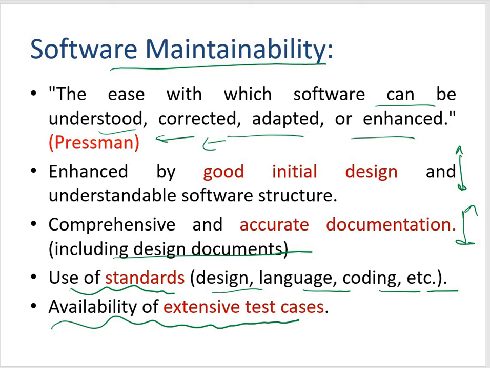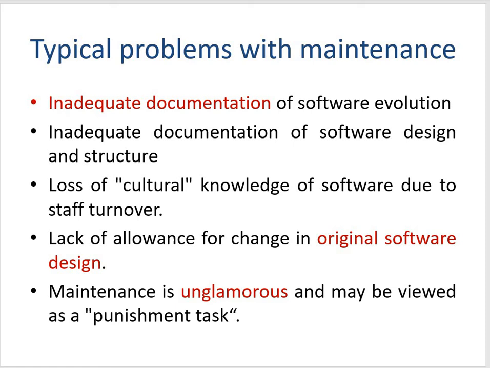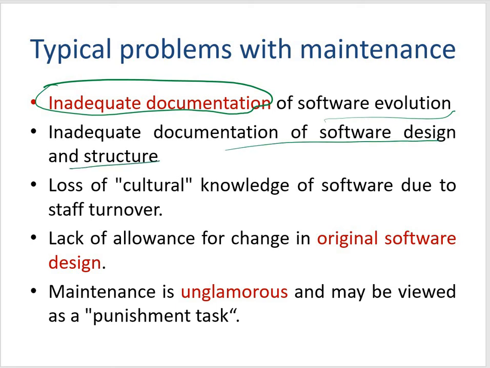So there are several problems associated with maintenance as well. Some of the typical problems with maintenance are, first of all, inadequate documentation. That's something which is very important and it's broadly identified. So improper or inadequate documentation of the software evaluation, inadequate documentation of the software design and structure. Then we have loss of cultural knowledge of software due to staff turnover, right? The attrition rate is one of the concerns with the entire IT industry, and that also adds problems to your software maintenance as well.